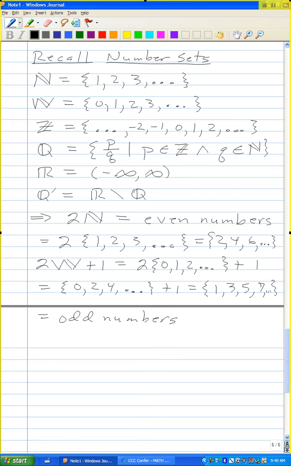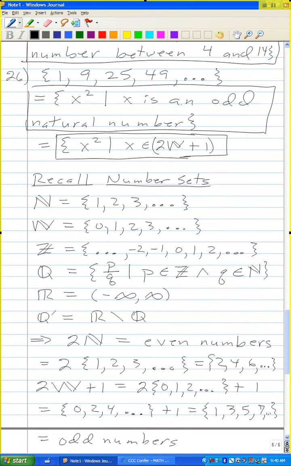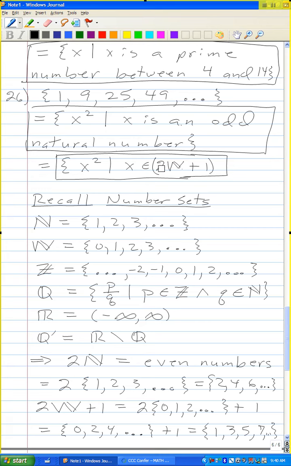So I just sort of wrote in notation odd natural number as in that fashion. Okay.